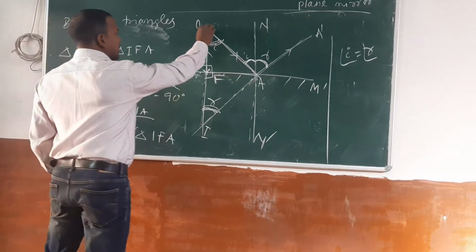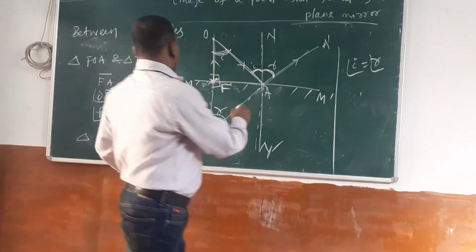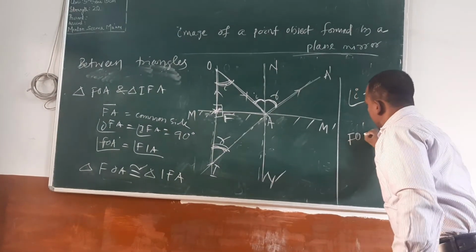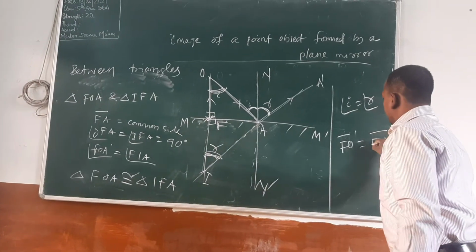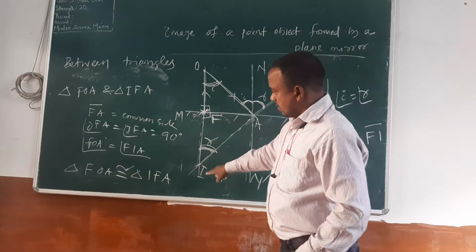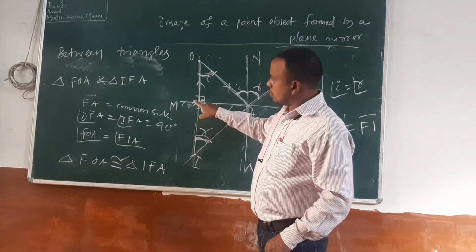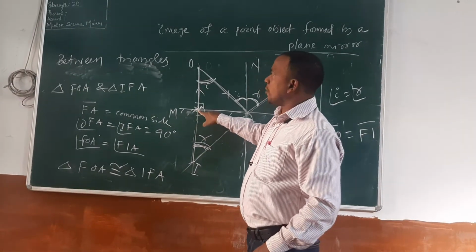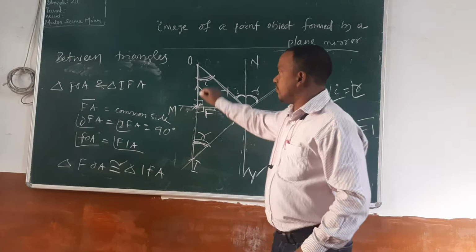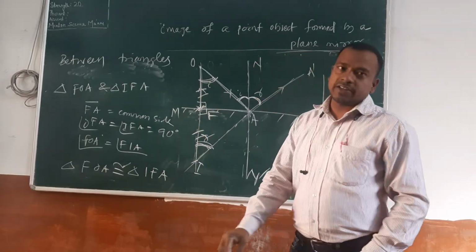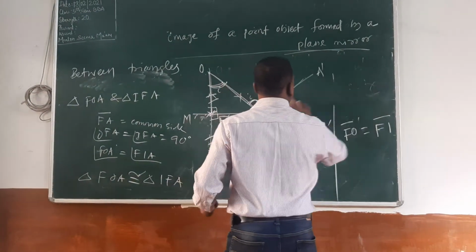So we can say that this length is the same as this length. That is, we can write FO equal to FI. That is, the perpendicular distance from the image to the reflecting surface is the same as the perpendicular distance of the object to the plane. We can write that. Next, any doubt, students? Any doubt? Okay.